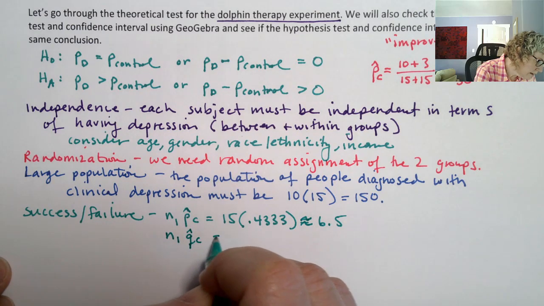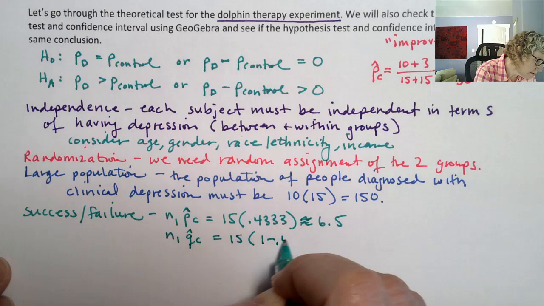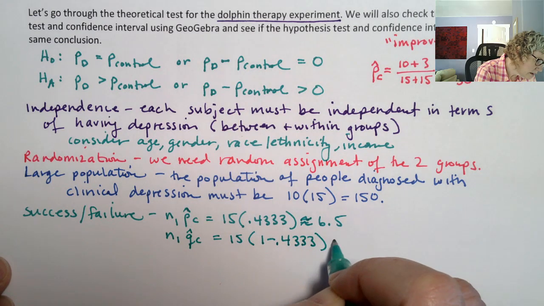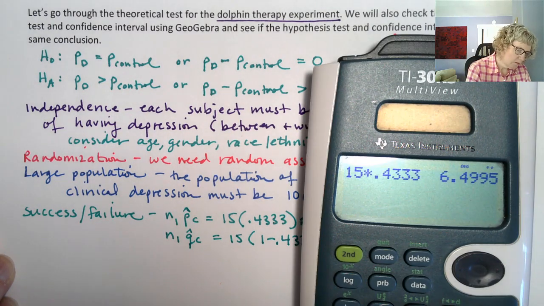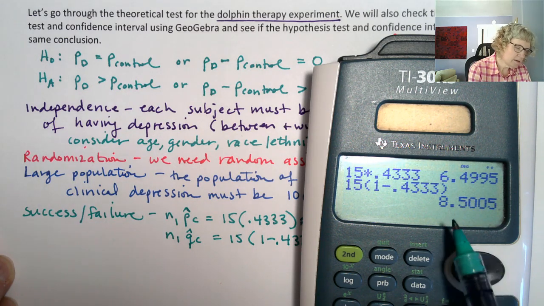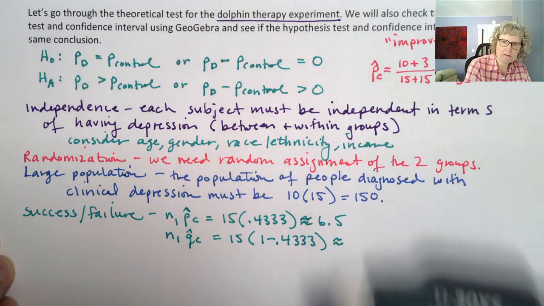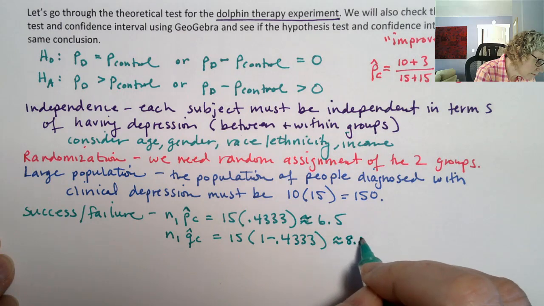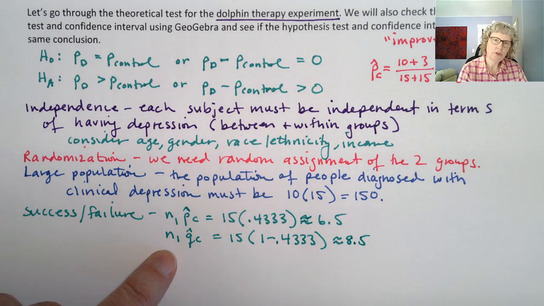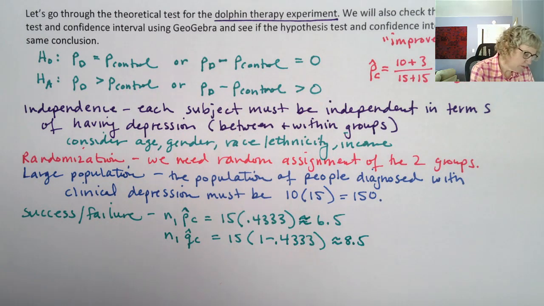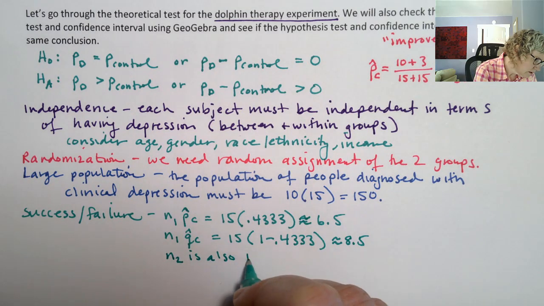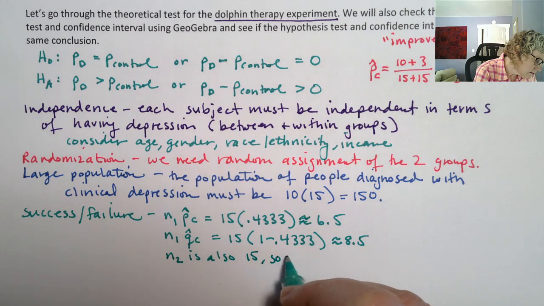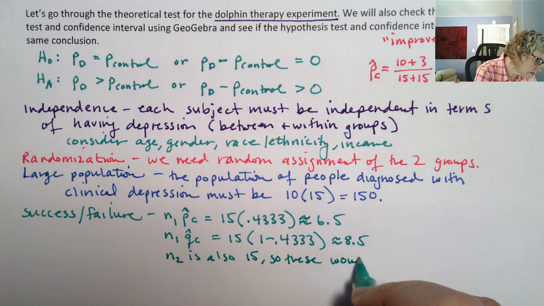N1 Q hat C is 15 times 1 minus 0.4333. I'll do approximately for that one as well. 15 times 1 minus 0.4333. That is also not even 10, so about 8.5. Okay, and then because N2 is also 15, those would be a repeat, so I'll just make a note of that. N2 is also 15. So these would repeat.